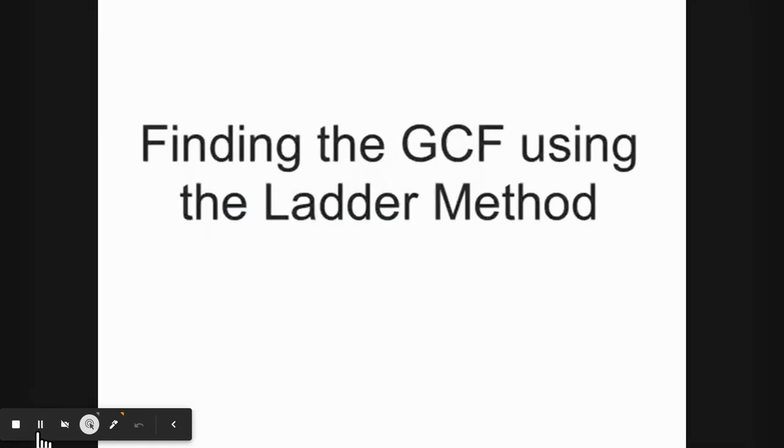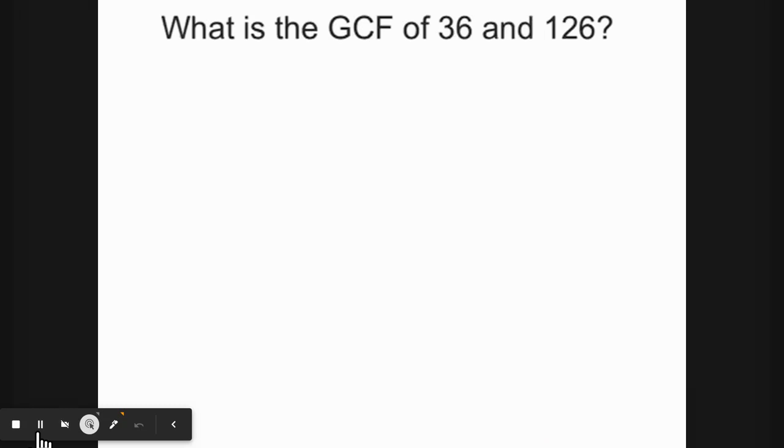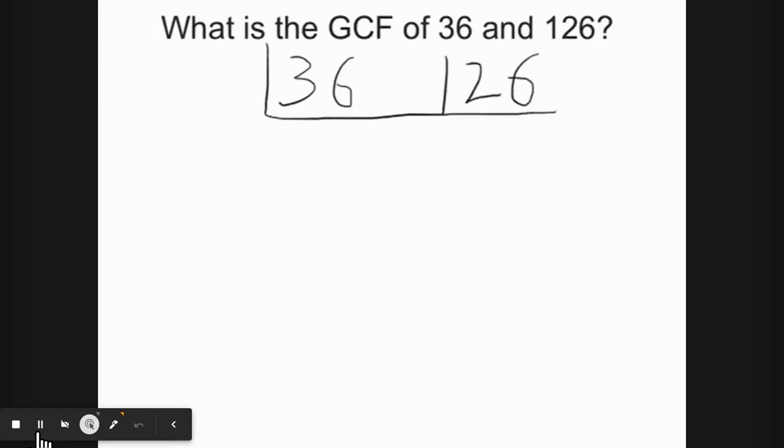You already learned what the greatest common factor is. This is just a quick sort of shortcut method. So we have this question: what is the GCF of 36 and 126? First thing we're going to do is just write 36 and 126. And we're going to draw ourselves a little L for the ladder method. And now we're just going to find a number that we know we can divide both of these by. So I know I can divide both of those by 2.